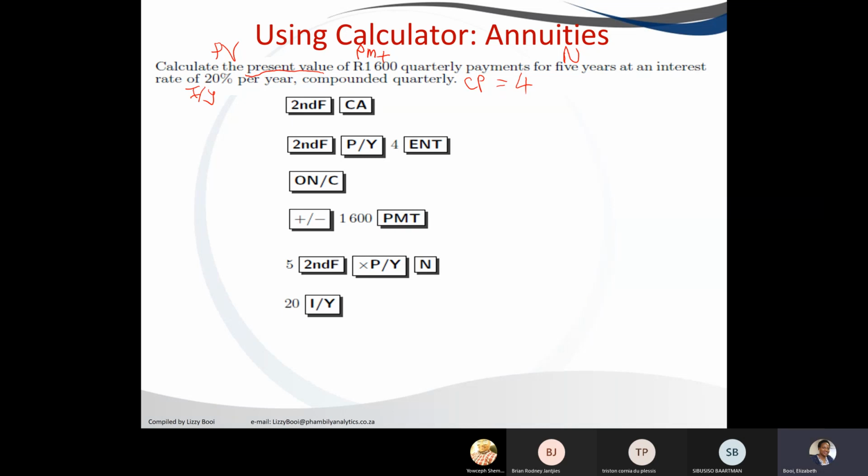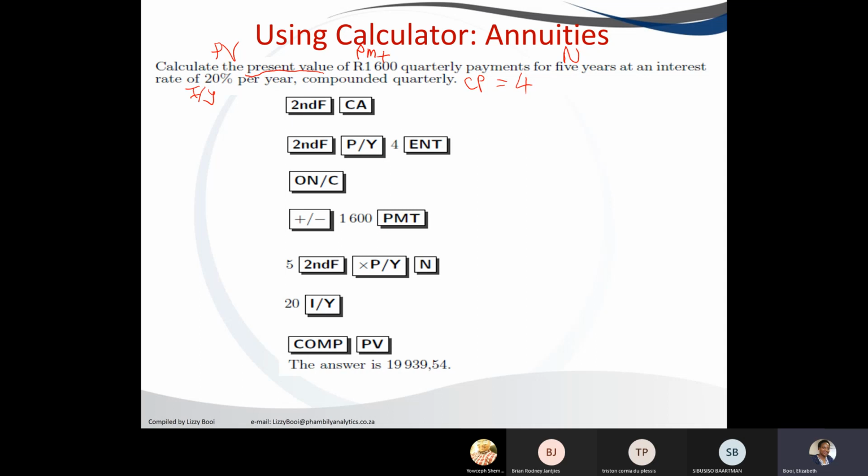Now we can put in the interest, which is 20. And when you're using your financial calculator, the value you see is the value you put on your calculator. And that gives us, when you press COMP, which is compute, and you press the PV for present value, the answer will be the same as what we had previously, which is 19,939 rand and 54 cents. And that's how you calculate the present value of an annuity.